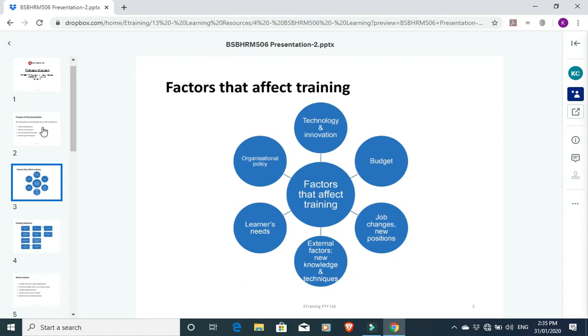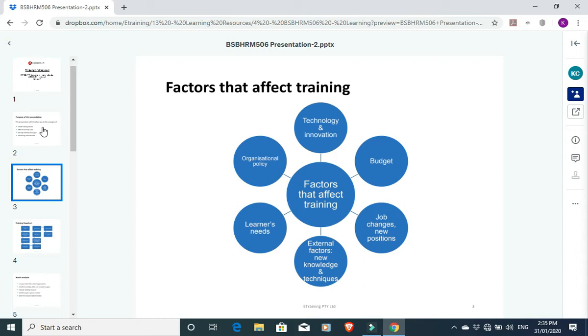Technology, for instance, is factor number one. It affects training, and technology has really digitally taken over. So people can be trained through various digital methods and gadgets. And the budget, number two, affects training. How much is available to spend on training?